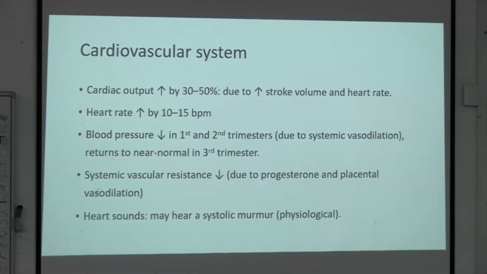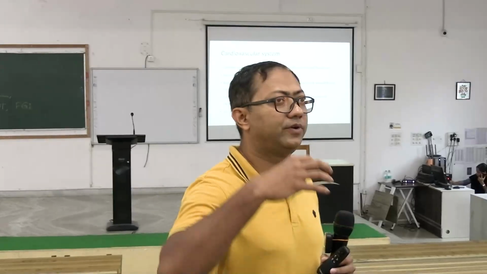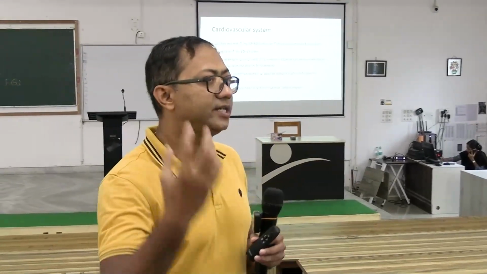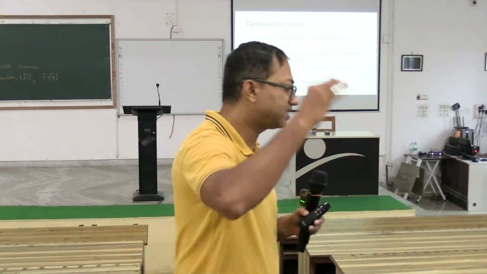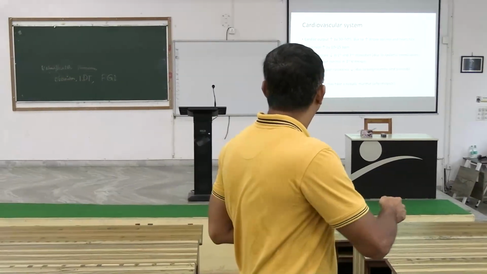Okay, so definitely you have a demand to increase cardiac output, because we need to supply essential nutrition, oxygen, everything to fetal circulation, right? So cardiac output must increase, right? So this is a very essential thing. Okay, so this is normal, up to 30 to 35% increase in the cardiac output.